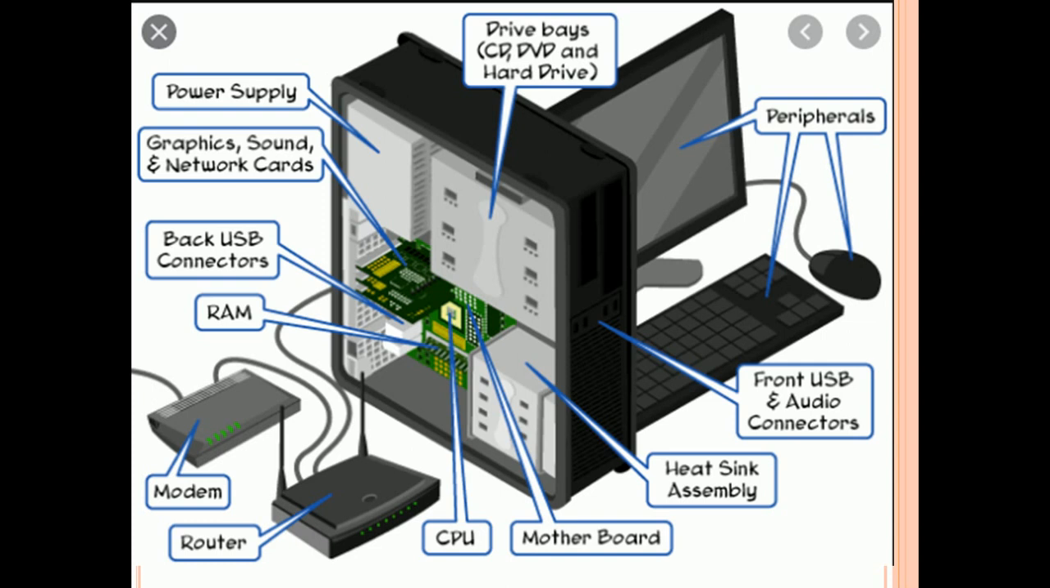Again, if we go into detail, you can look at these parts. There is a power supply, graphics cards, sound cards, network cards, back USB connector, RAM. You can see here, these are the internal devices of the computer inside the motherboard. So modem, router, CPU, full motherboard, heat sink assembly for overheating, front USB and audio connectors, and all these peripherals, monitor, keyboard and mouse. This is a detailed version of the computer inside.